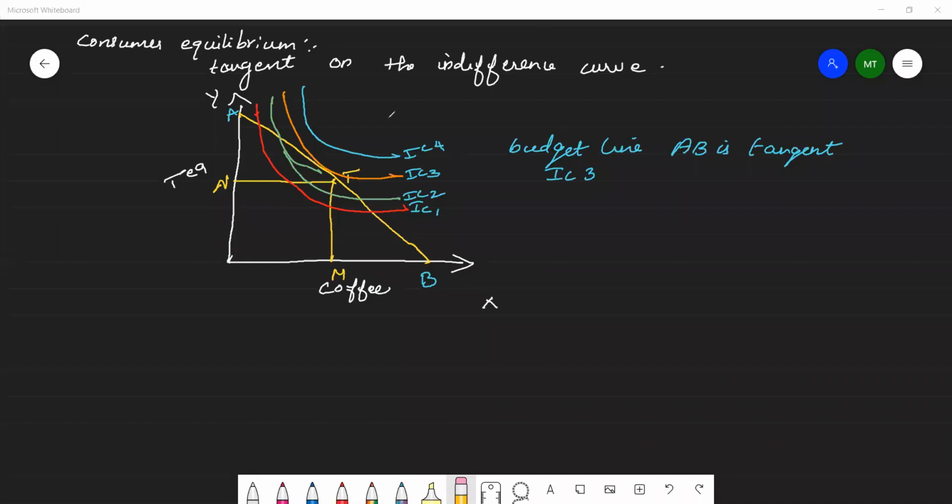So these are indifference curves: IC1, IC2, IC3 and IC4. So the budget line AB is tangent.